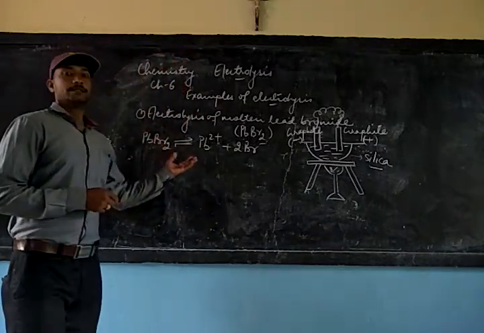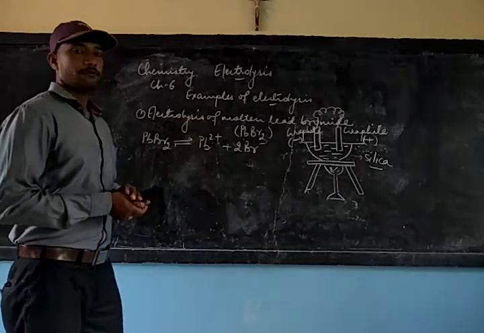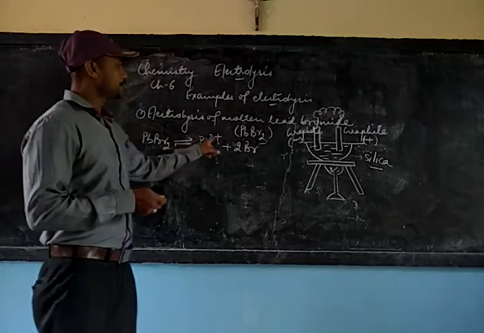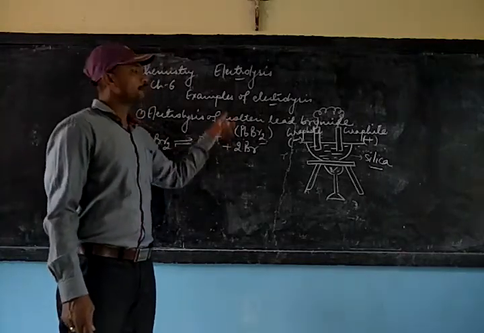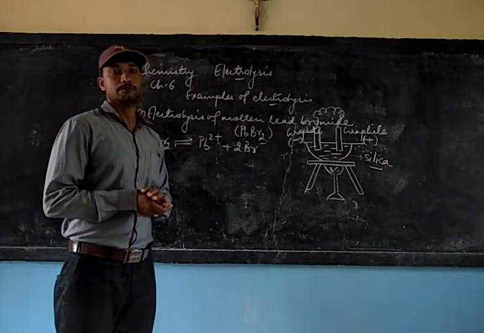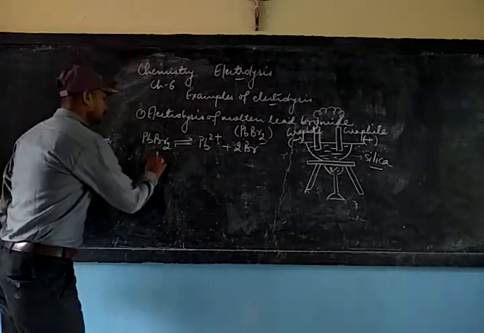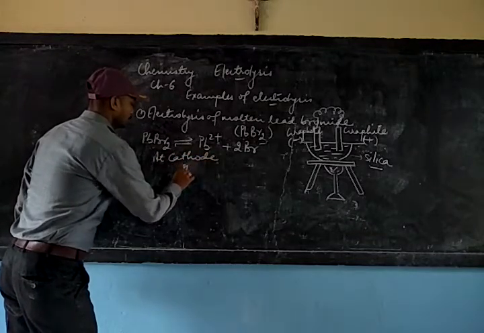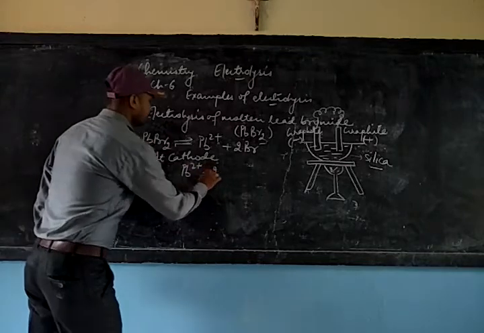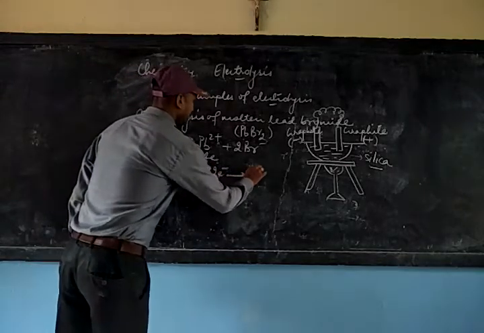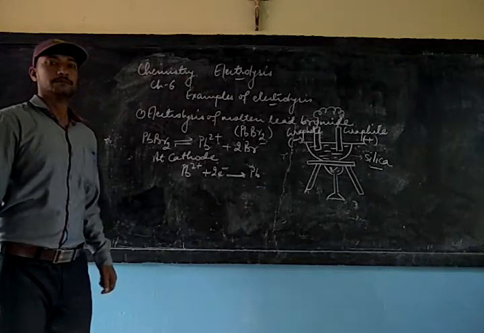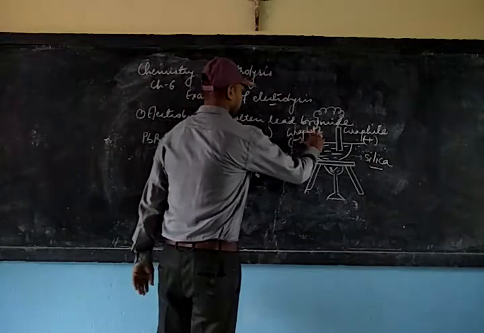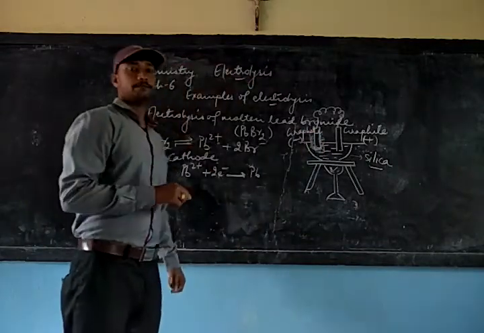Next we have to see which side each ion will migrate towards and get discharged. Lead ion, as you can see, is positively charged, so it will be discharging at the cathode. We can write at cathode, Pb2+ will gain 2 electrons and will be changed to lead. And this lead we find depositing on the graphite as a grayish white color.